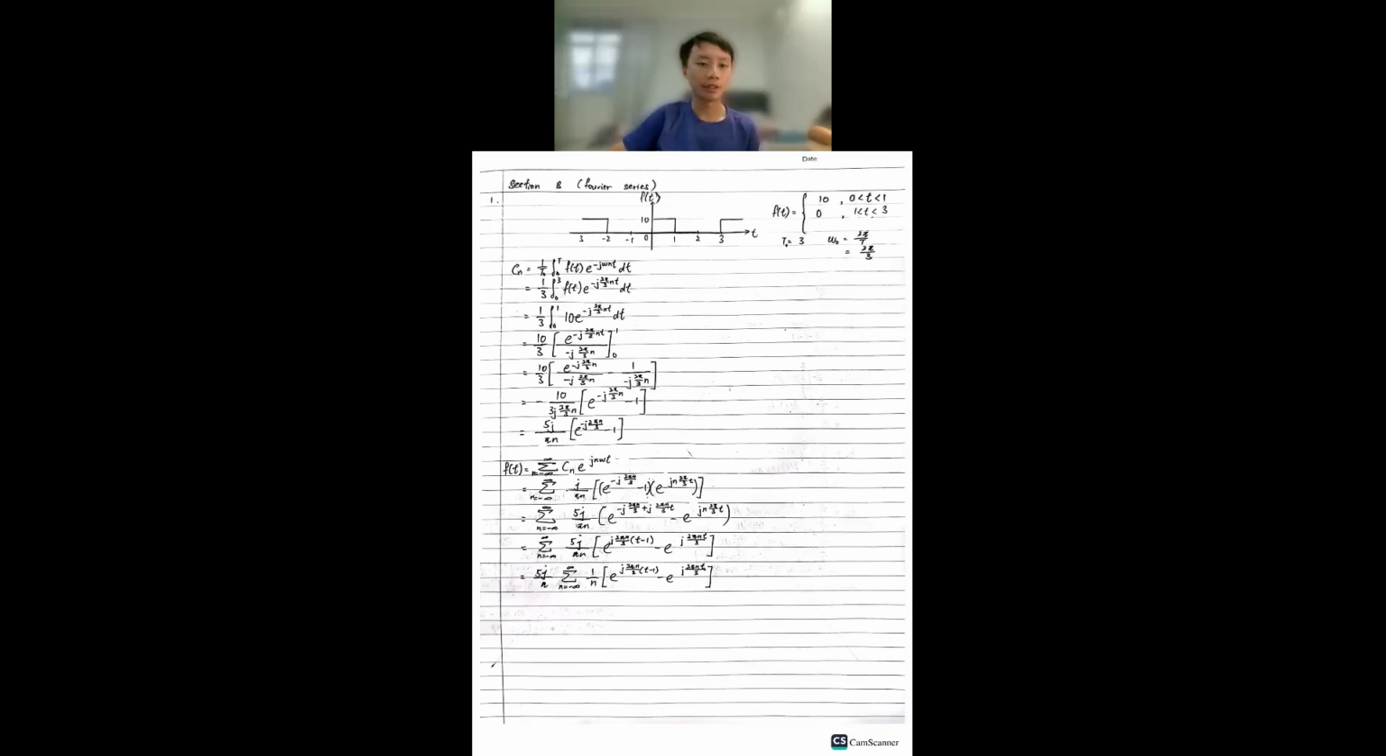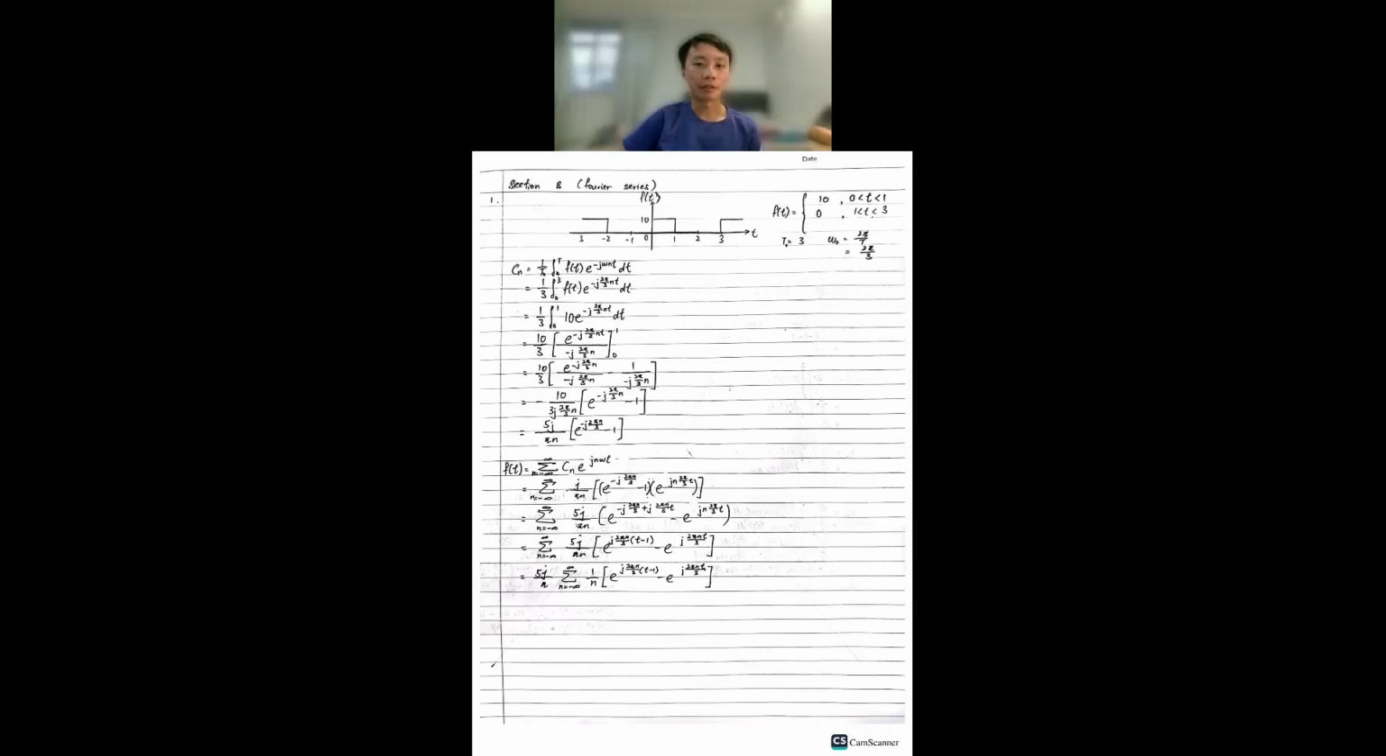Our first formula is Cn equals 1 over T0 integration from 0 to T of f(t) e to the power of negative j omega n t dt. After we substitute the period and omega naught, our formula will be 1 over 3 integration from 0 to 3 of f(t) e to the power of negative j 2 pi over 3 nt dt. First of all, we will separate it into two ranges, which is 0 to 1 plus 1 to 3.